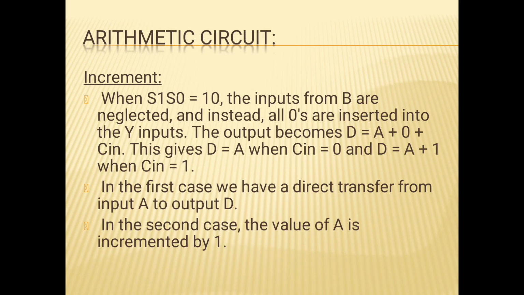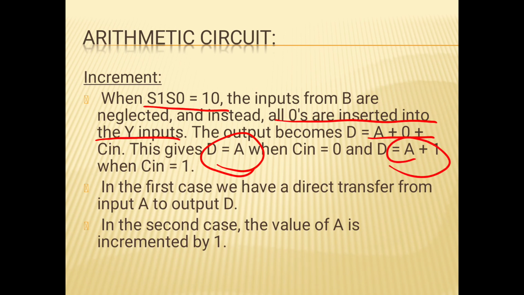Now when S1 S0 is 1 0, the inputs from the B are neglected and instead all zeros are inserted into the Y inputs, and the output becomes D equals to A plus 0 plus Cin. This will give the transfer of the A value when Cin equals to 0, and A plus 1 when Cin is equals to 1. In the first case, we have a direct transfer from the input A to output D. In the second case, the value of A is incremented by 1.